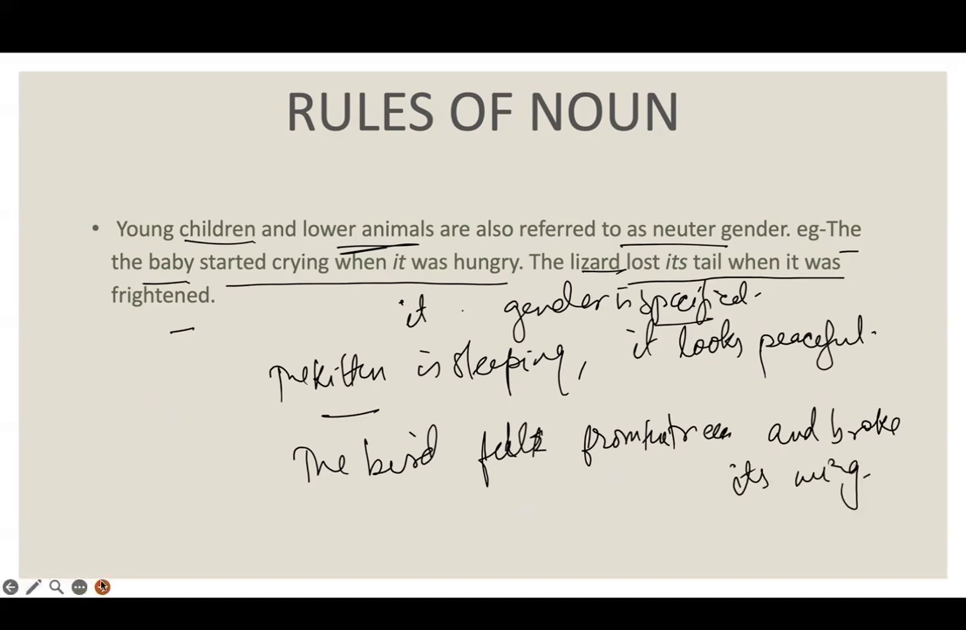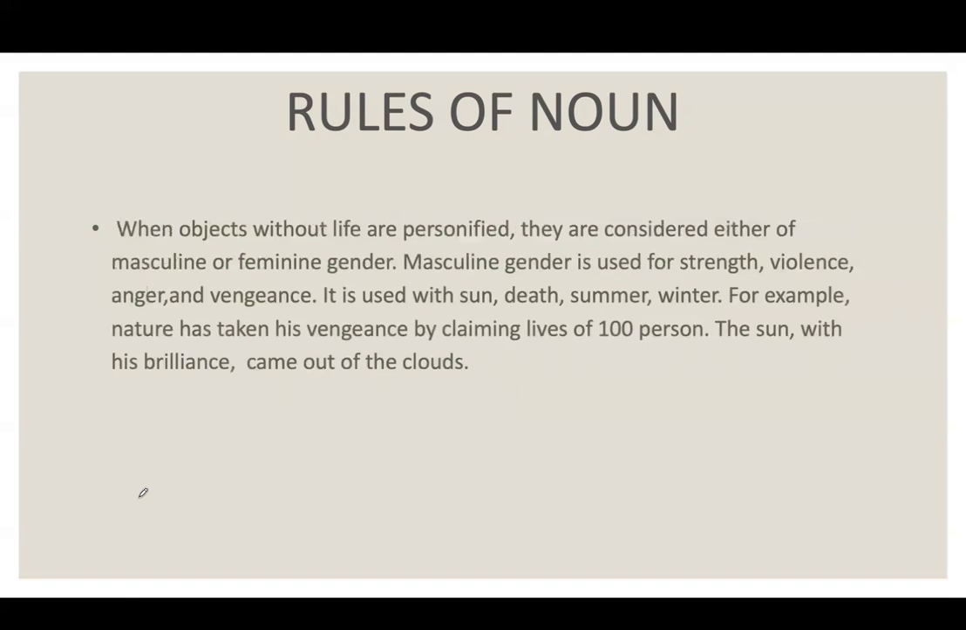Next we have, when objects without life, inanimate objects, are personified, they are considered either masculine or feminine gender. Masculine gender is used for strength, violence, anger, vengeance, power. It is used with sun, death, summer, winter.